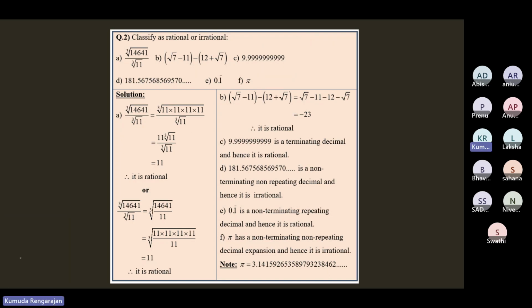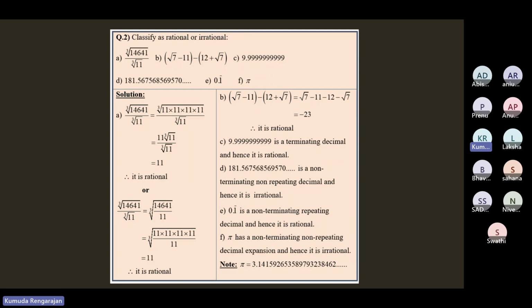Is it fine, children? Yes, ma'am. Now tell me, is pi rational or irrational? Irrational, ma'am. Why do you say pi is irrational? Because it has a non-terminating, non-repeating decimal expansion.